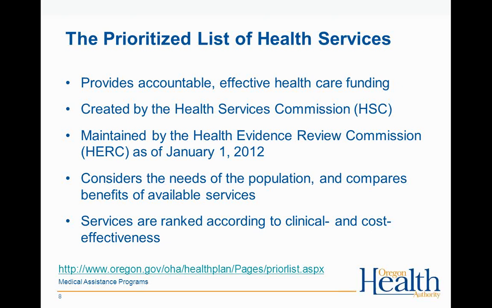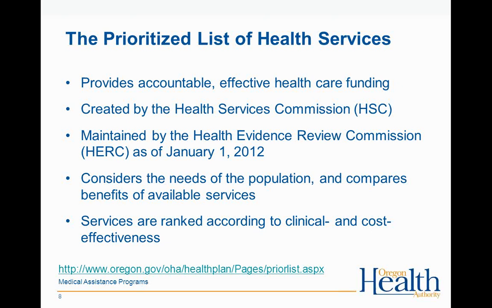So the prioritized list of health services, again, this is how we limit services that are covered for the Oregon Health Plan. This provides accountable, effective health care funding. That's its goal. It was created originally by the Health Services Commission. You'll hear a lot of people call it the HSC list, so if you hear that term, that's why. It's now maintained by the Health Evidence Review Commission, or HERC.